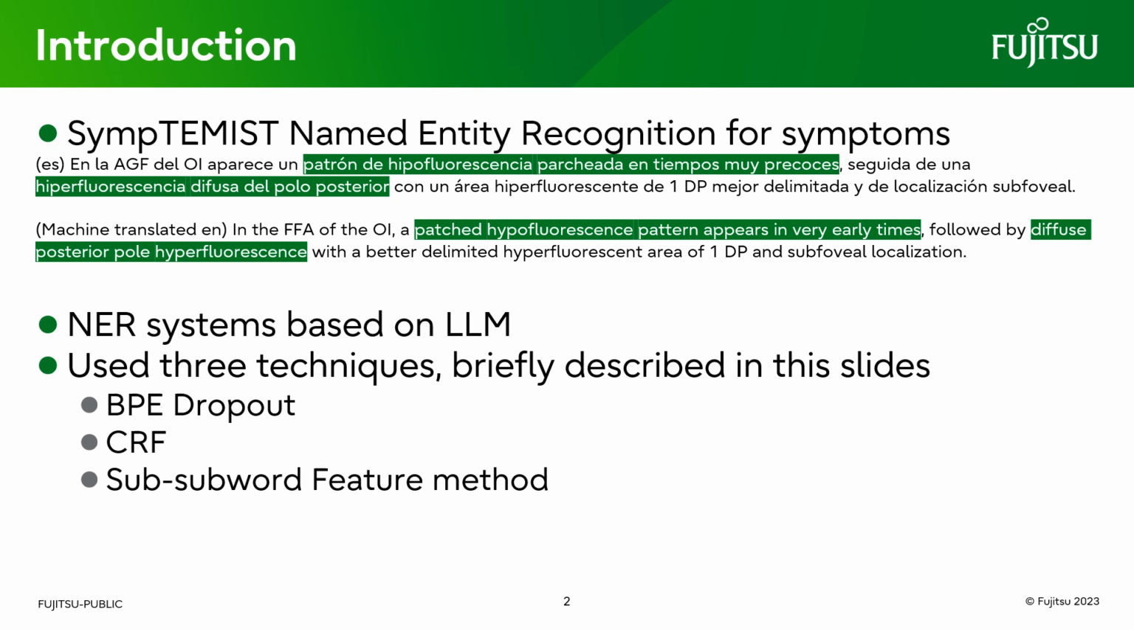We made our named entity recognition systems based on large language models. The model that we finally used for the final submission was based on RoBERTa. For the final submission, we used the three techniques that we are listing here. I will talk about these techniques in the following slides.